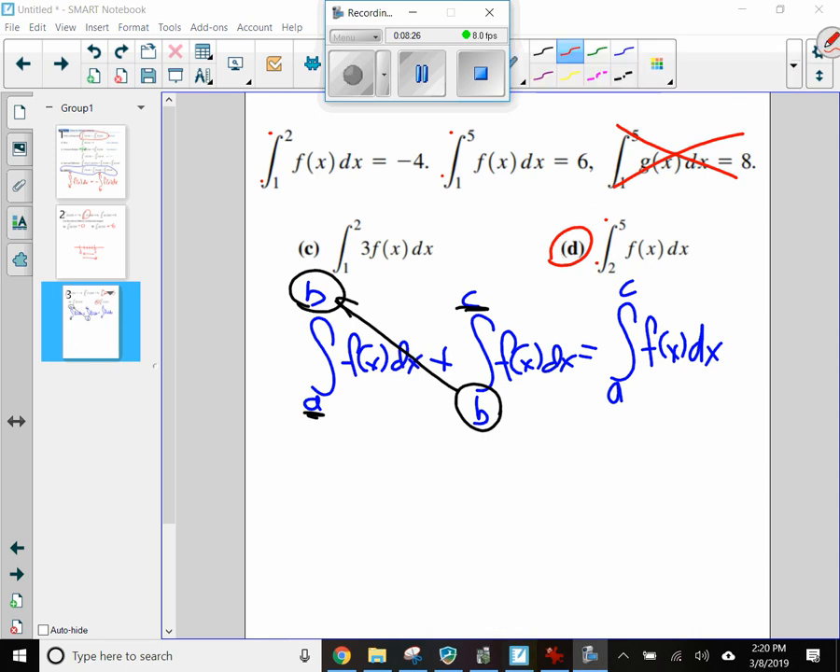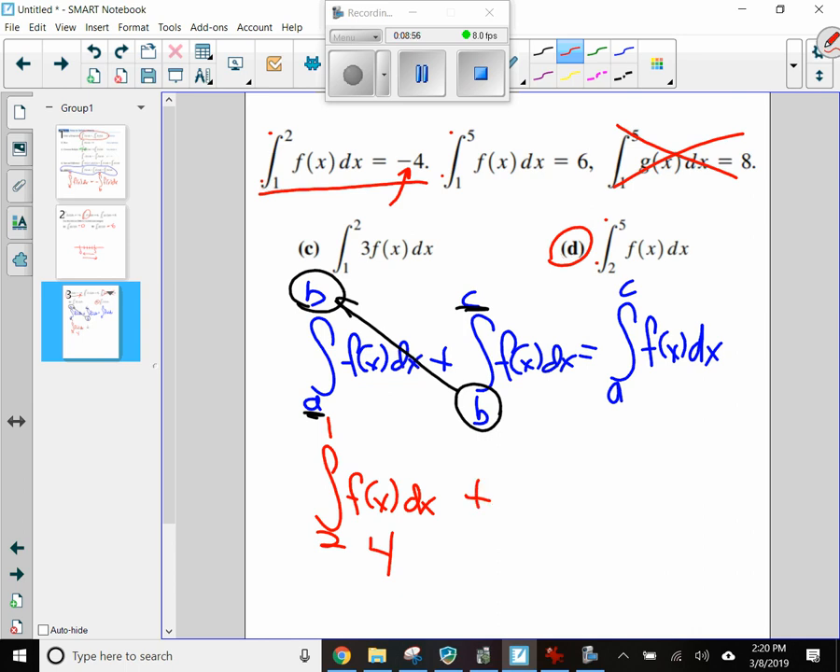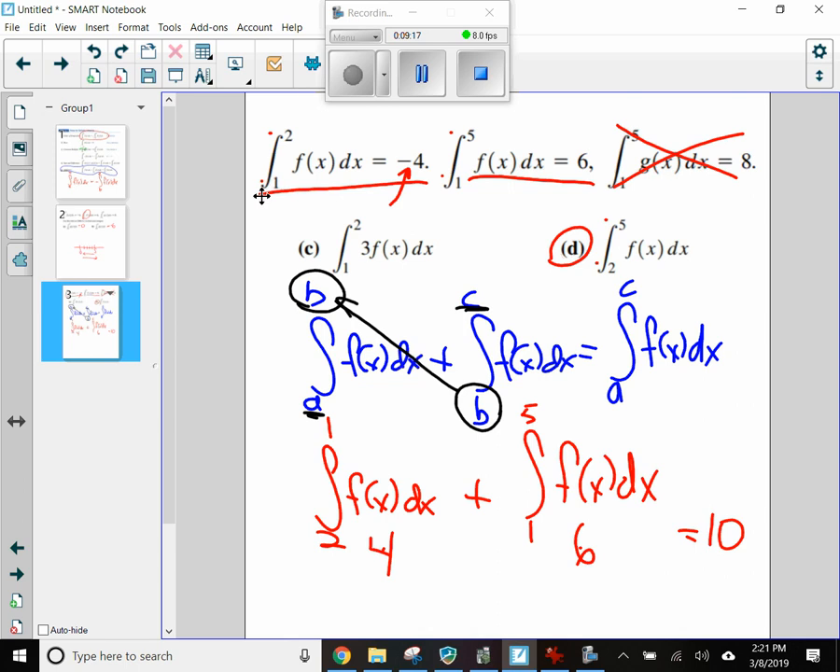So in this particular problem here, I can see that the definite integral from 2 to 1, so I've reversed the upper and lower bounds of f of x dx, is equal to +4, because it's the negative of the integral, so it's +4 instead of -4. And if I add that to the integral from 1 to 5 of f of x dx, well, I can see that that is equal to 6. 4 plus 6 equals 10. So using algebra and the calculus rules, that's how we can get the answer to those.